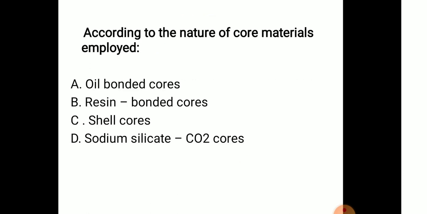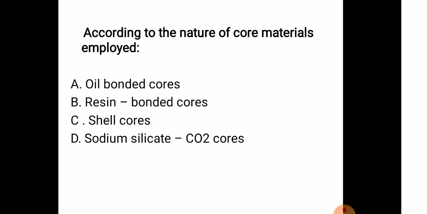Next is according to the nature of core material employed. There are four types. First one is oil bonded core, second one is resin bonded core, third one is shell core, fourth one is sodium silicate CO2 core. Let's first discuss oil bonded core. Oil bonded cores, conventional sand cores, are produced by mixing silica sand with a small percentage of linseed oil. This is the oil bonded core.